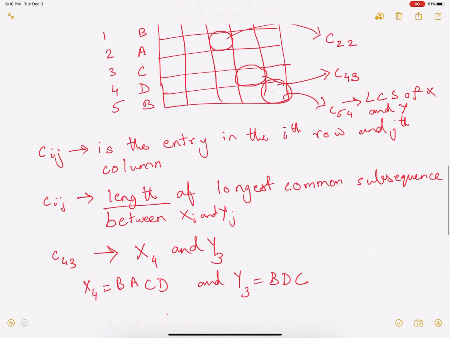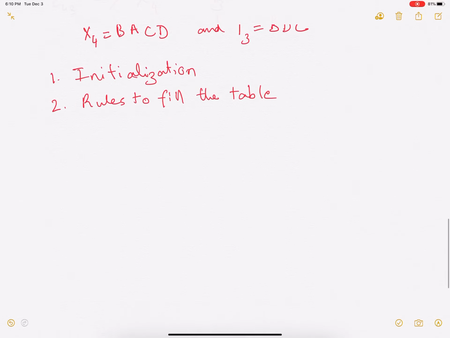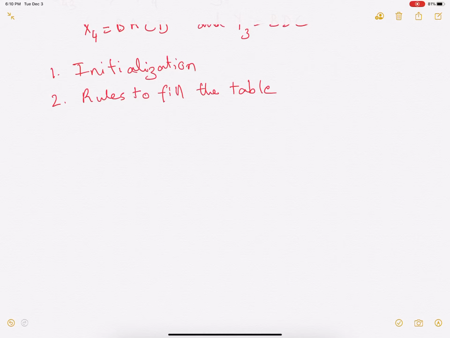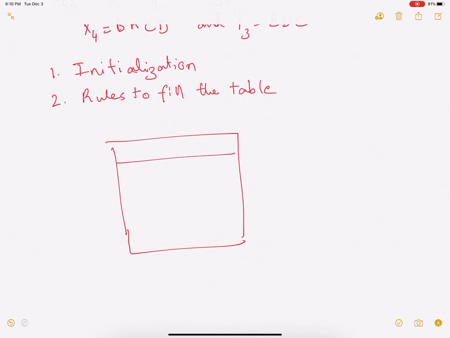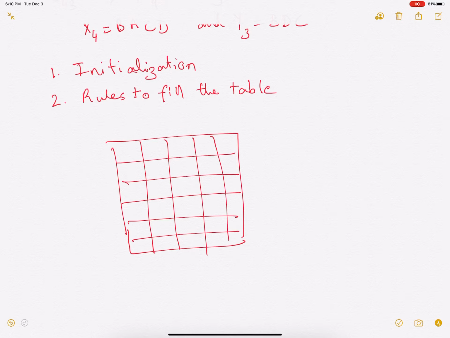Okay, so at this stage, let's first draw the table again so that we can try to fill it. Okay, so this table once again is easy. We just draw it real quick. 1, 2, 3, 4. So there will be B, D, C, B. It's B, A, C, D, B. And this is 0, 1, 2, 3, 4, 5. This is 0, 1, 2, 3, 4.